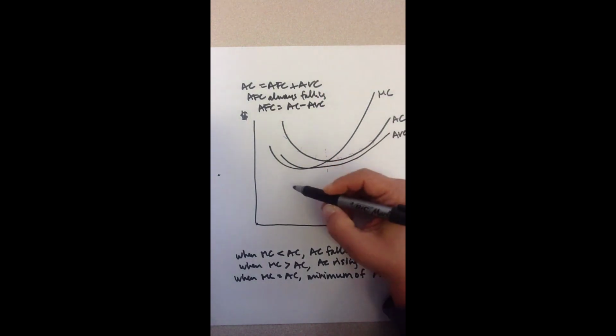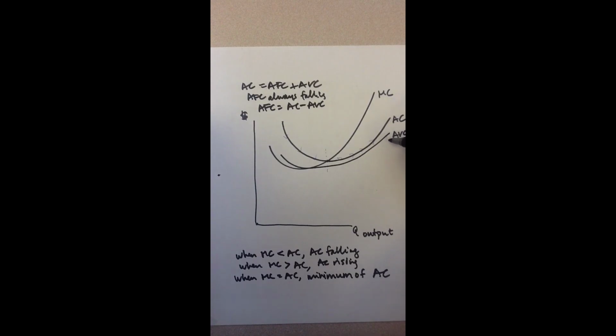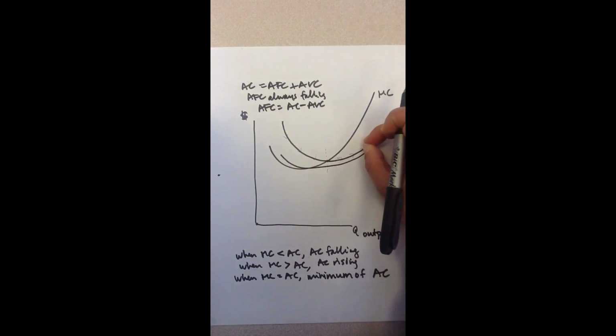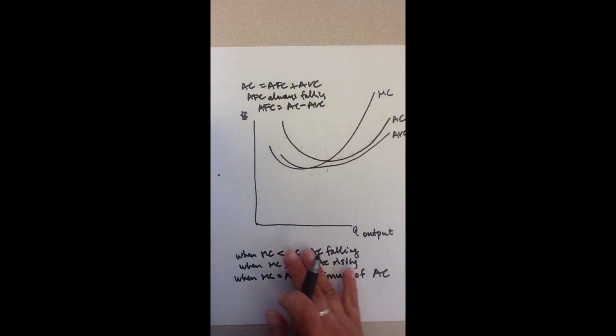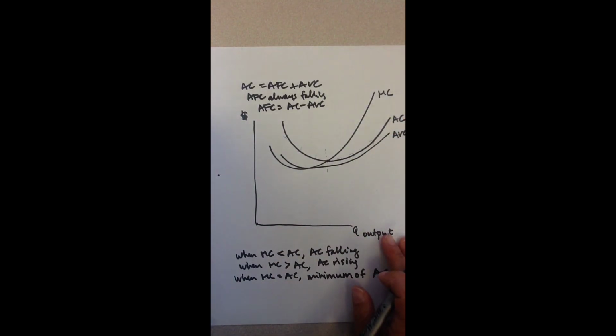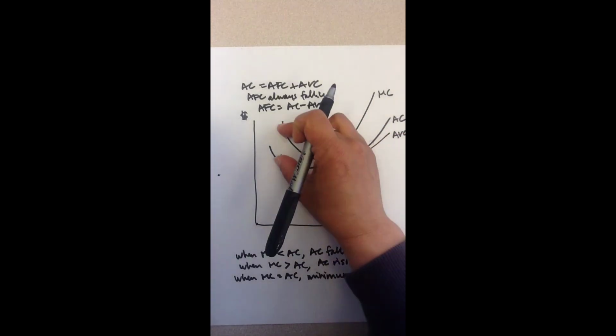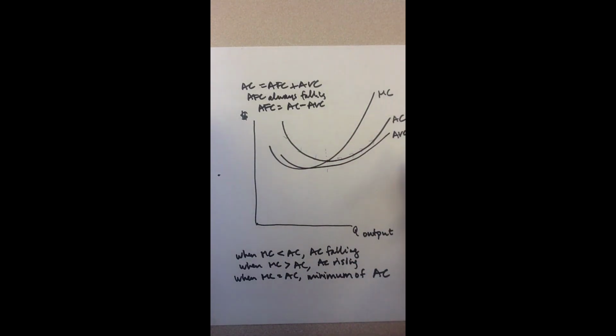So the space in between the average cost curve and the average variable cost curve is average fixed cost. And it's shrinking because average fixed cost is always falling. As we increase output, our average fixed cost is going down and down and down. So they're not parallel. They have a similar shape, but they have this smaller and smaller distance between them, and that is the average fixed cost.